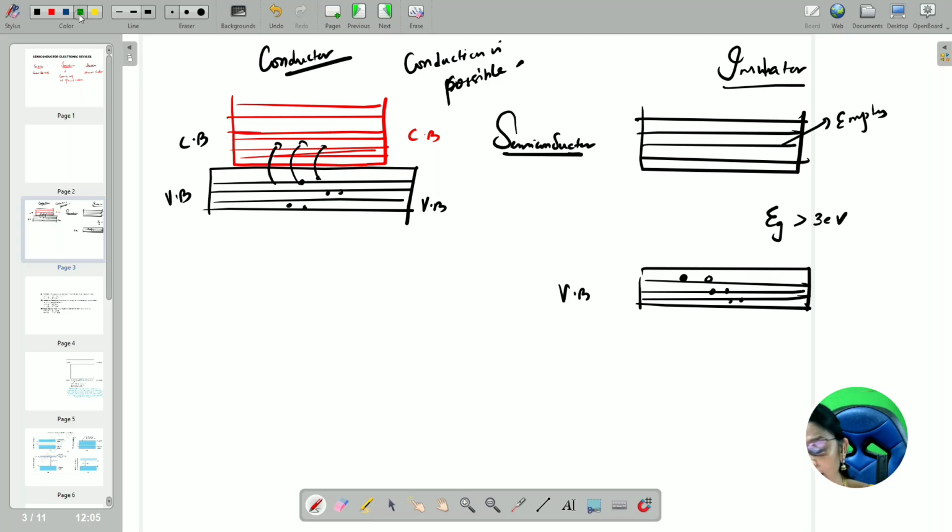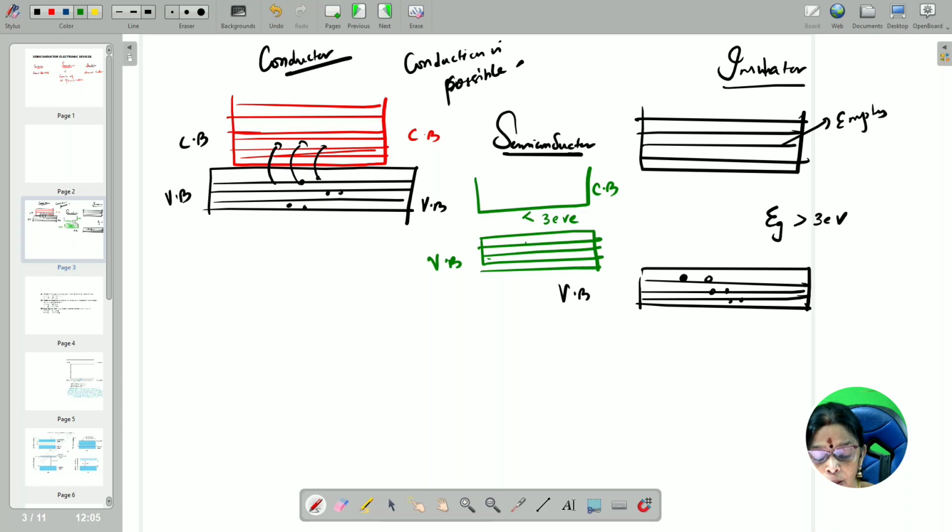Why is it so? Because in the semiconductor, the valence band and the conduction band are separated by an energy gap of less than 3 electron volt. Then there is a possibility for the electron present in the valence band to move towards the conduction band with the help of an external agency. So, hence we are going to learn in detail about the semiconductor, how the electron in the valence band can move towards the conduction band, and the conduction is possible. So, can we move to the next?